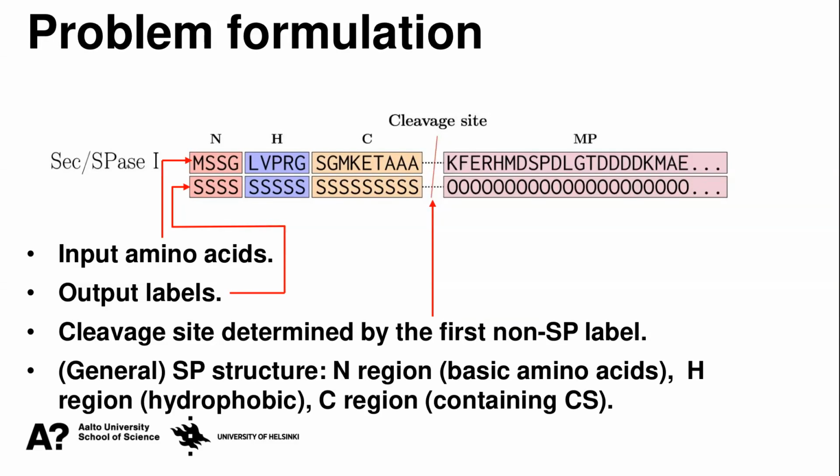The picture also shows a few general properties of signal peptides, which are usually organized into three subregions. N is the region which mainly contains basic amino acids, followed by a hydrophobic region containing mostly hydrophobic amino acids, and ending with the C region, which contains the cleavage site.